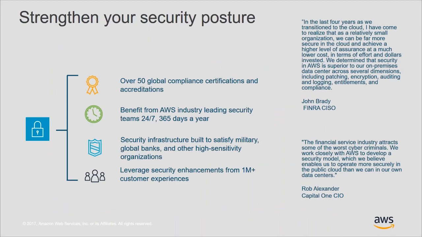Coy touched upon this briefly as well, but security is always our top priority. And if you look at the AWS cloud, you'll see the same security isolations that you would find in a traditional data center. This includes physical data center security, separation of the network, isolation of the server hardware, and isolation of storage.